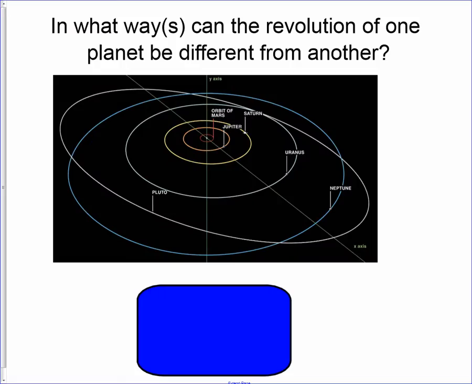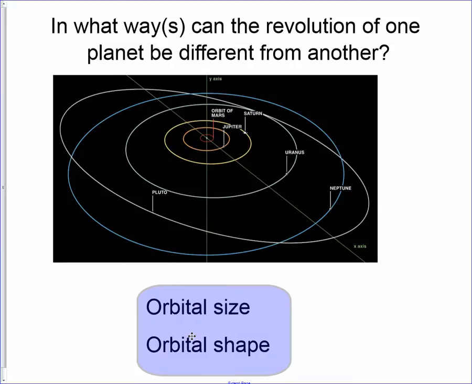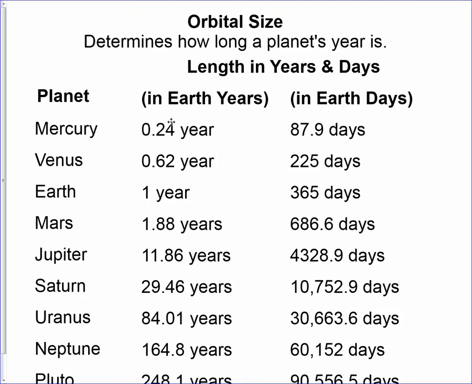In what ways can the revolution of one planet be different from another? If you compare these revolutions, some orbits are larger, and some are more elliptical. So the orbital size and the orbital shape make an impact on the revolution, on the actual seasons. These different orbital sizes make an impact on how long it takes for a planet to get around the sun.